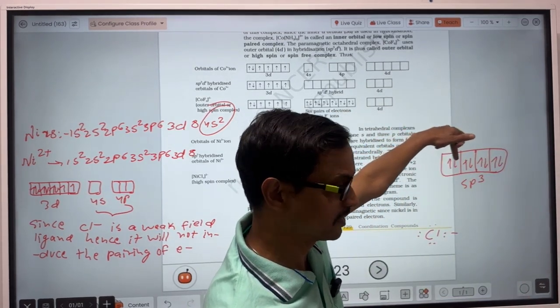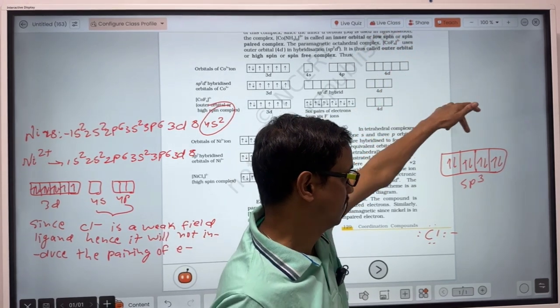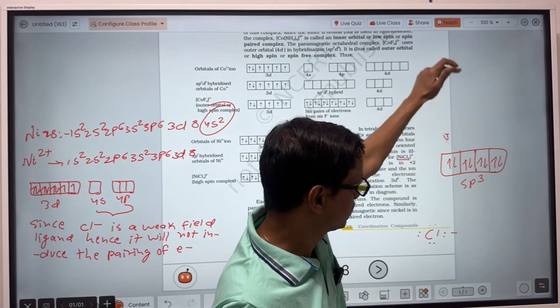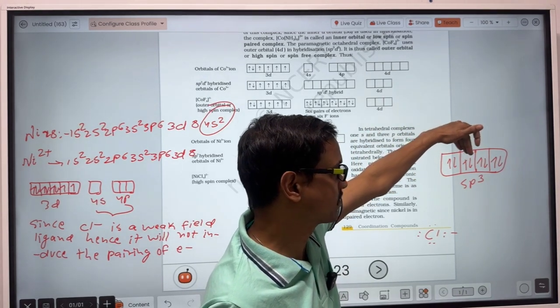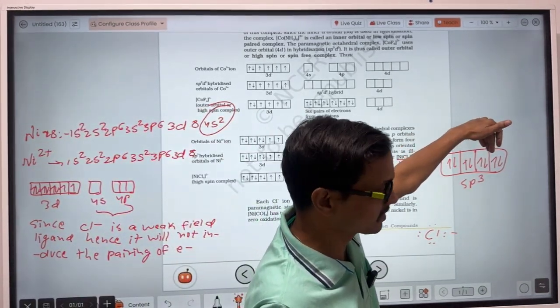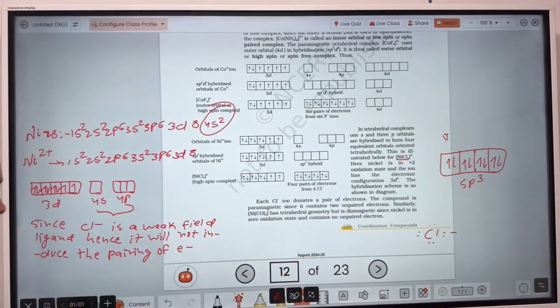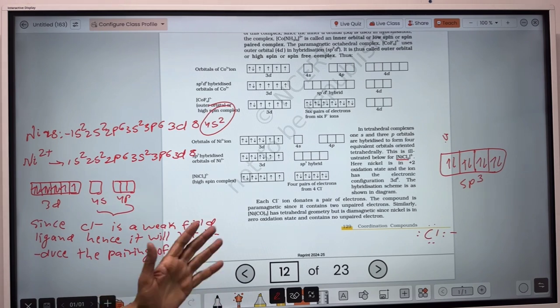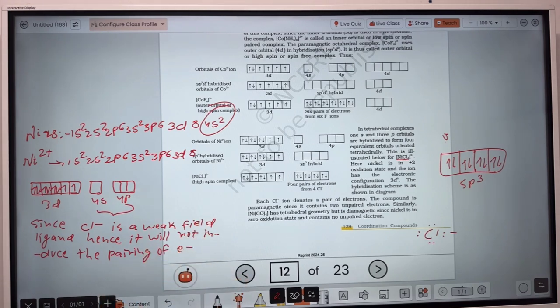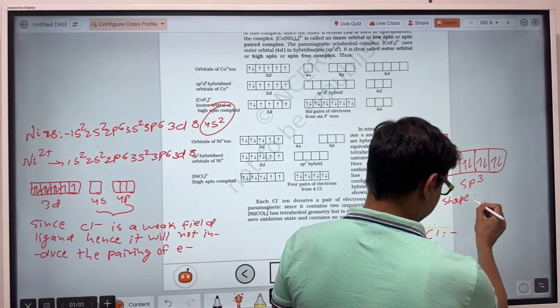One Cl minus will donate their electron and will be bonded through covalent bonding. In the same way, here another Cl minus and here another Cl minus. So that means the 4 Cl minus will donate their pair of electron to the sp3 hybridized orbital and will be bonded through covalent bonding. So when hybridization is sp3, the shape will be tetrahedral.